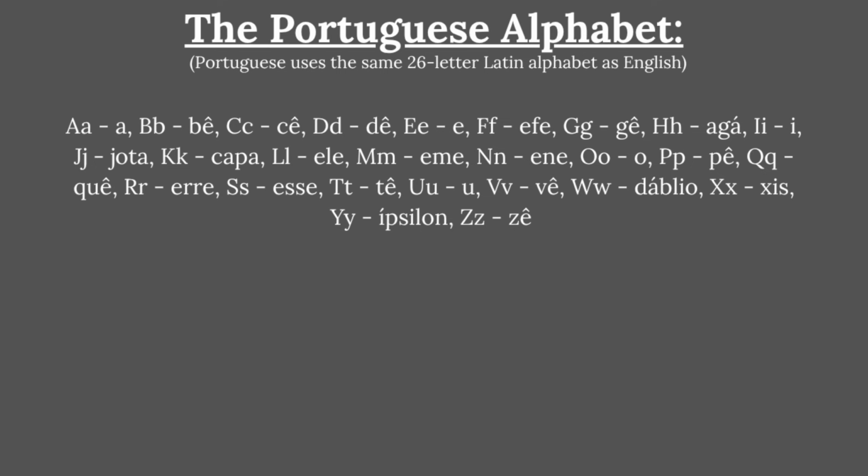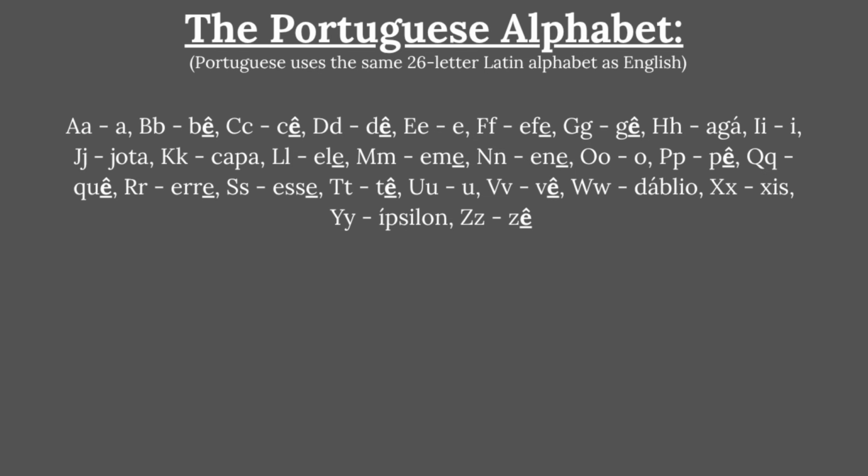A, B, C, D, E, F, G, H, I, J, K, L, M, N, O, P, Q, R, S, T, U, V, W, X, Y, Z. Unlike English, the names of most letters end in a vowel with a circumflex accent that will be explained later. Before learning other concepts, it's important to understand the sounds behind the basic letters.